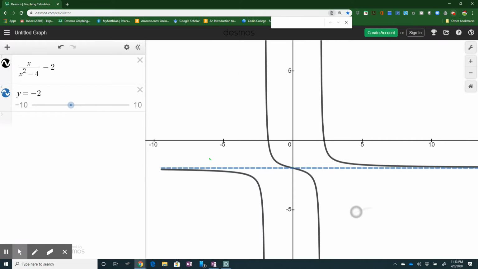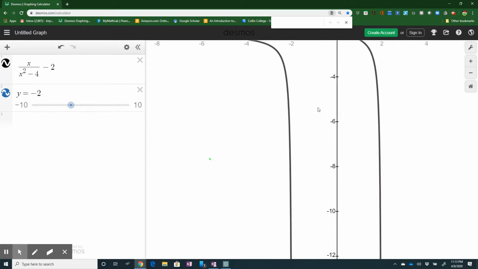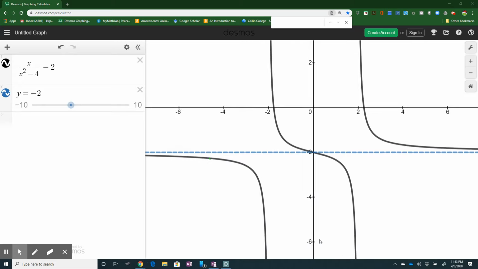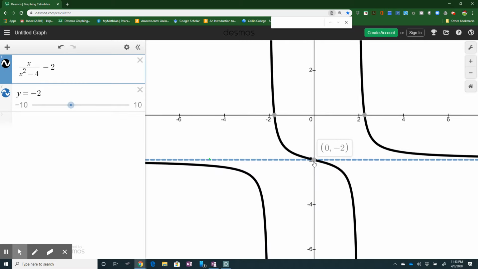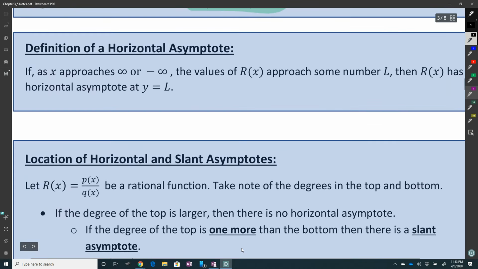Anyway, we're back. And I wanted to show you this example because we have a horizontal asymptote. And notice that it actually crosses. It is legal to cross a horizontal asymptote. You can't cross a vertical, but you can cross a horizontal. Okay, so that's basically the big idea here is that the graph can cross a horizontal.